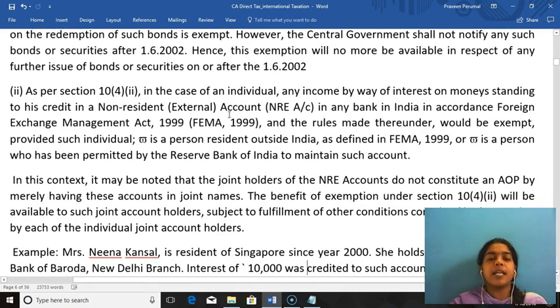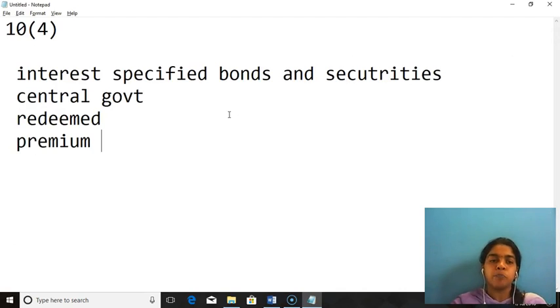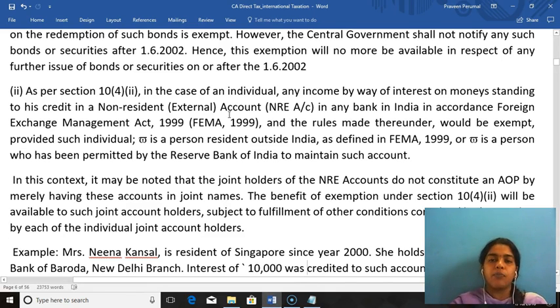Now, second is 10 subsection 4 subclass 2. In the case of an individual, any income by way of interest on money standing to his credit in NRE account in any bank in India. So what does 10 subsection 4 subclass 2 talk about? It talks about another class, that is with regard to NRE account. What is that? In the case of an individual, any income by way of interest on money standing to his credit in NRE account in any bank in India.